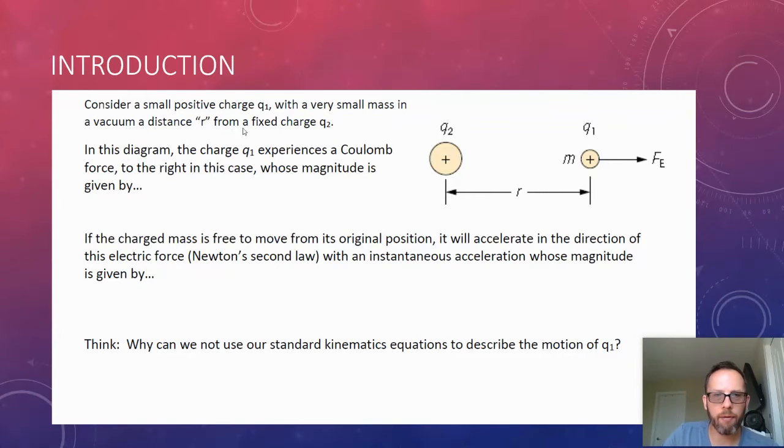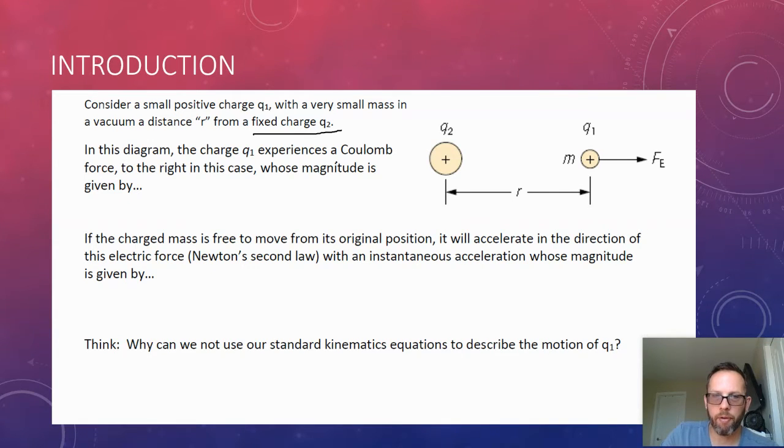So to start, think about a small positive charge, Q1, with a very small mass in a vacuum, a distance of r from a fixed charge Q2. When we say fixed charge, that means it's not going to move. You can imagine two positive charges want to repel each other. Well, in this scenario, if we were to release Q1 and Q2, Q1 would move away from Q2. But since Q2 is fixed, it's going to stay where it is.